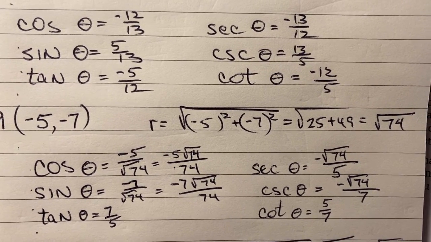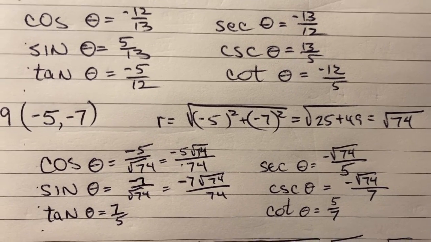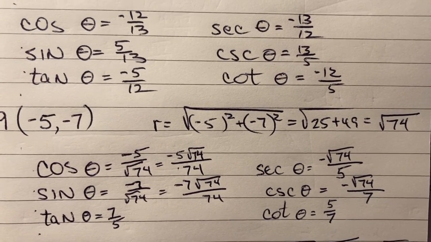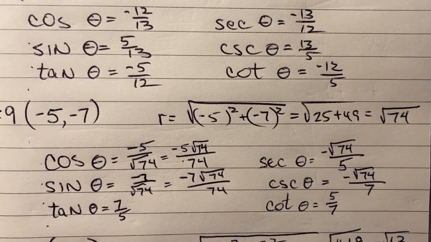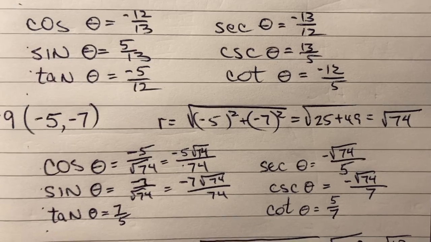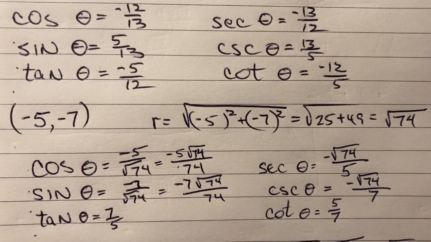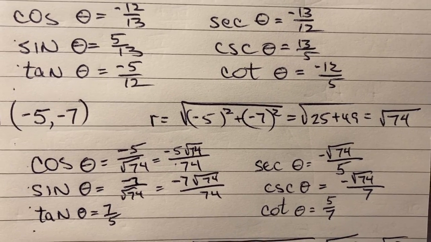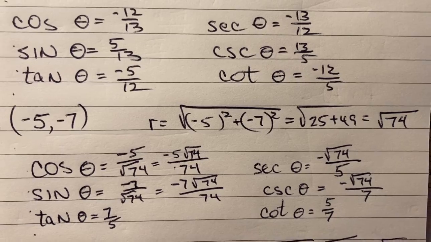We're going to go over here to the reciprocal functions. The secant of theta is equal to the negative square root of 74 over 5. The cosecant of theta is negative square root of 74 over 7. The cotangent of theta is 5 over 7. Again, just taking the reciprocals of the first set of trig functions.